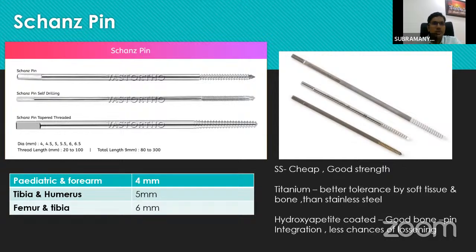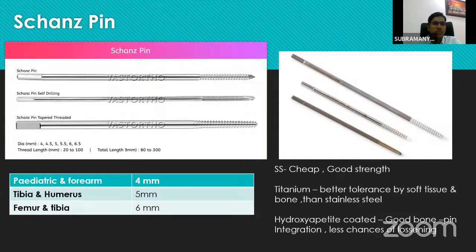And the latest ones are shank pins with self-drilling and self-tapping. The problem with this is it is less time consuming, but it can damage the opposite side neurovascular structures, which is not ideally used for an Ilizarov fixator where you use the fixator for longer duration. So the best one will be the shank pin, which is tapered.